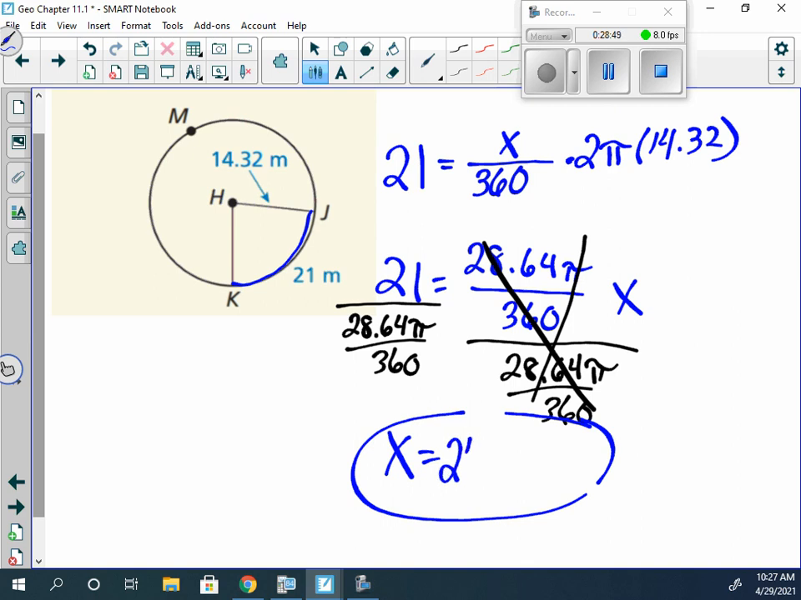So 84.023. Okay. That seems a little more reasonable. I was thinking 26 looked a little small. Any questions over any of this here? We feel good with this here? Yes?